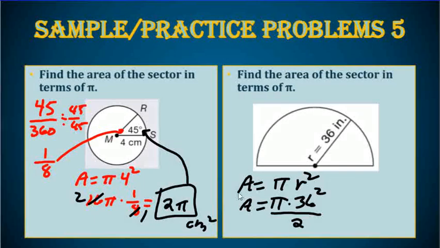that by 2. So 36 squared gives us 1,296. Divide that by 2 gives us 648 pi. This would be square inches. That would be the area of this semicircle.